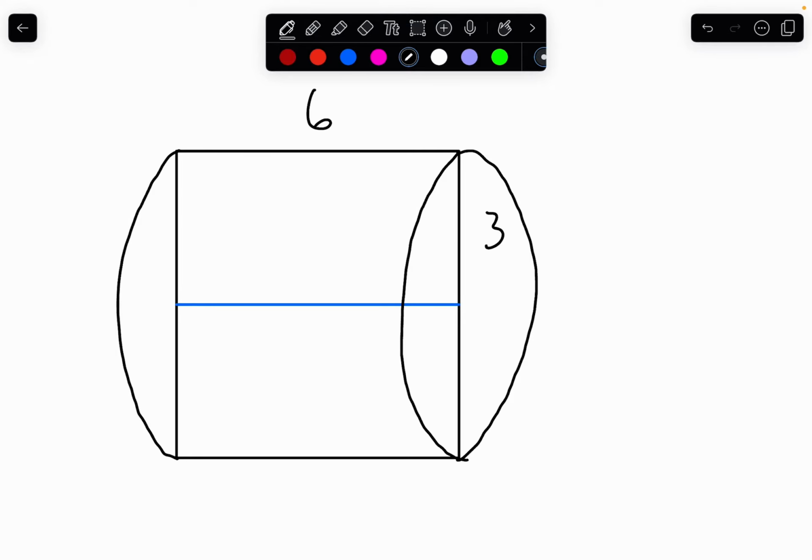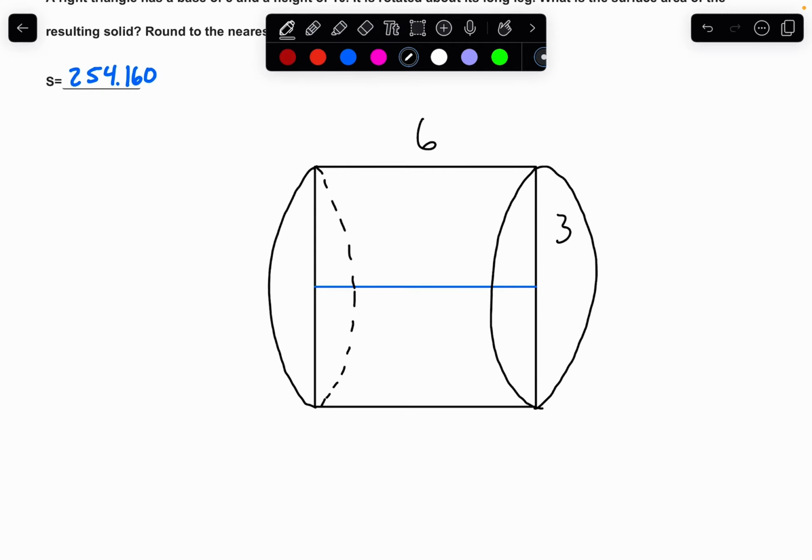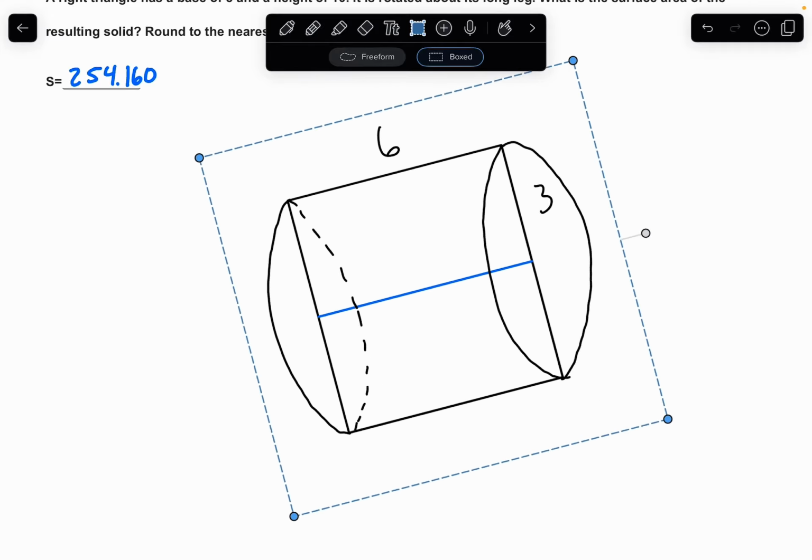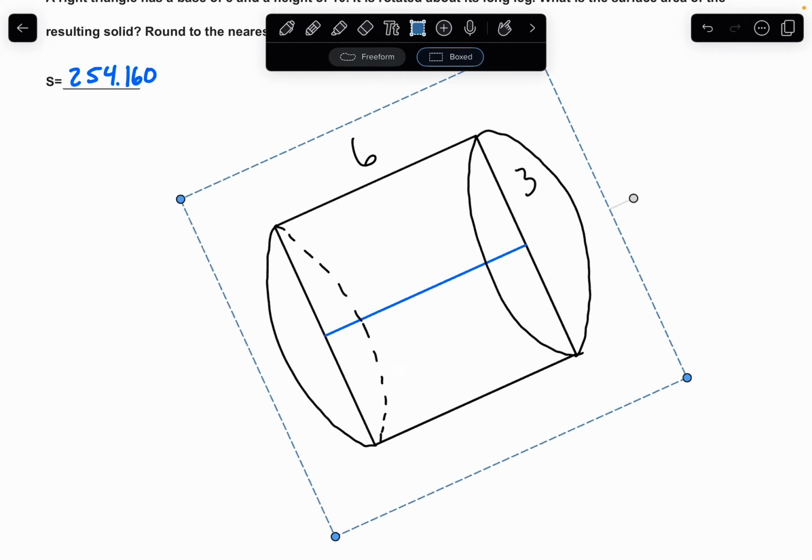And what shape would this form? A nice cylinder. I don't know if you can picture that. Maybe it helps if we stand it up like this, but this is a cylinder, my friends.